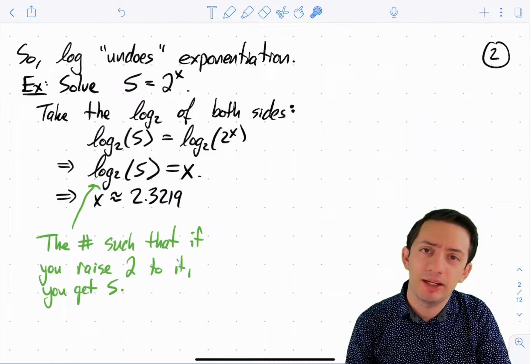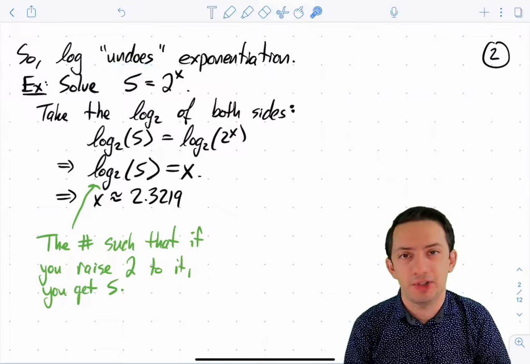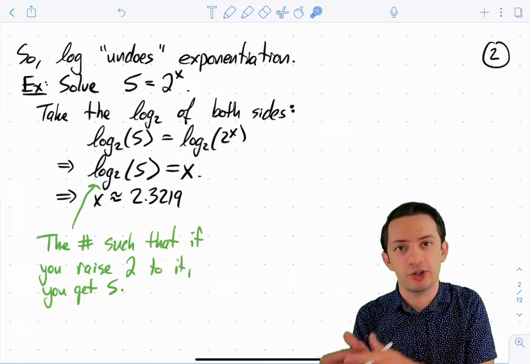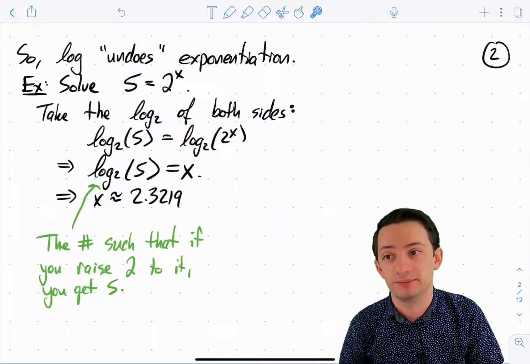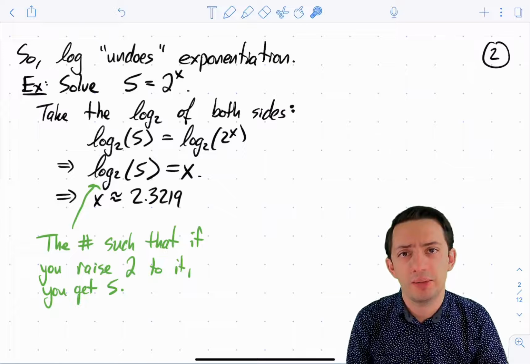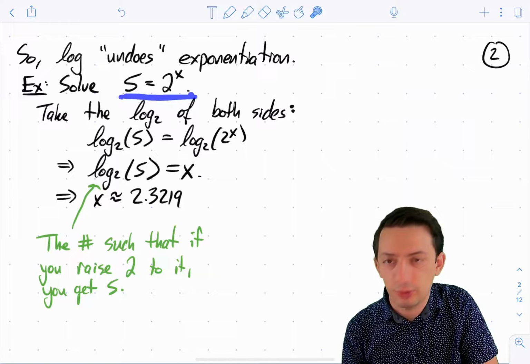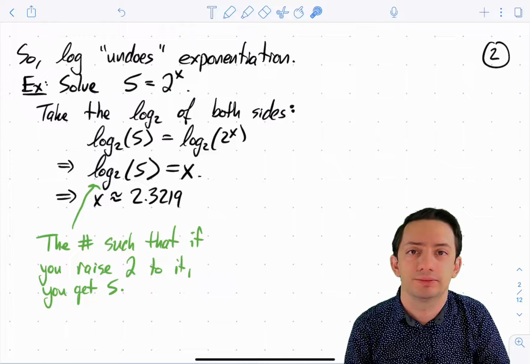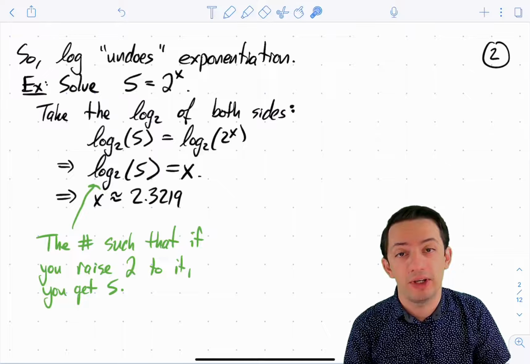The idea of being an inverse function is that log undoes exponentiation. That's always what an inverse function does. A function does one thing, its inverse function undoes that, it reverses it. So to give you an example that illustrates what I mean, let's try to solve the equation 5 equals 2 to the x. Put in words, this says 2 to what power equals 5?